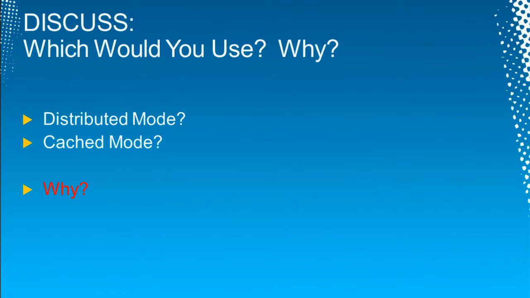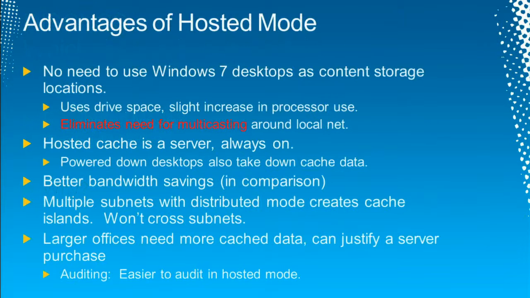First of all, it shows interest in here and the fact that this is relatively easy to use. So some of these questions can be answered with just a little bit more explanation of what this thing can do. Obviously there are some concerns associated with this distributed mode. As the size of my office gets bigger, I may not want to use my Windows 7 desktops as content storage locations. It's just going to burn up drive space on the desktops. There is going to be a very slight increase in processor use because I'm copying a file off of those desktops.